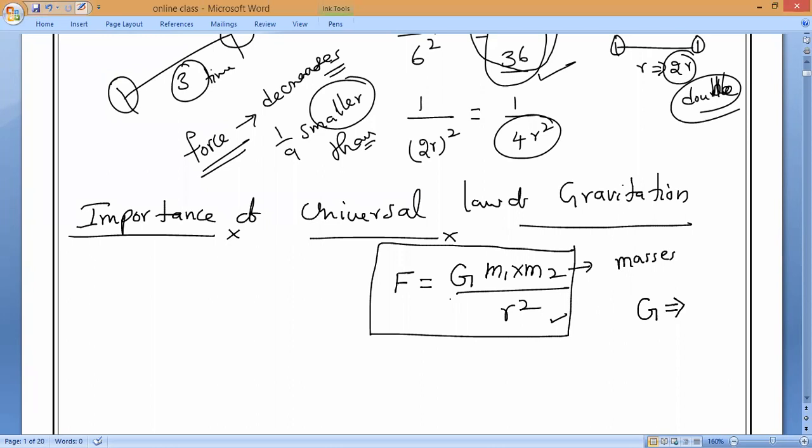That is why please learn it very carefully. Coulomb's law in class 10th electricity will come similar to that. By that time we'll consider charges. Okay. So G value, as we know, is the universal gravitational constant.